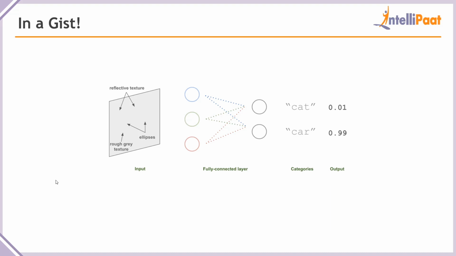So you will understand that there is a good chance that ellipses are present in the form of wheels. Reflective texture is probably paint. Rough gray texture can be something such as the bumper of the car or whatever it is. Now you understand it as soon as you see the car image. Now this is what your computer will tell you. Your computer is telling you there is a 1% probability that it's a cat, but then there is a 99% probability that this is a car. And at the end of the day, the result is this is a car because your computer thinks so, and eventually it is telling you with 99% confidence that this is a car.